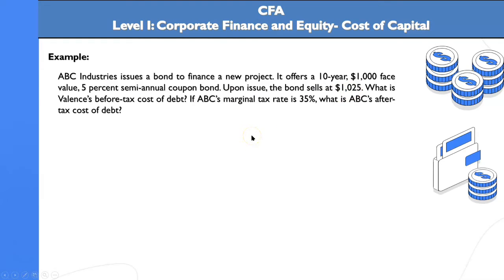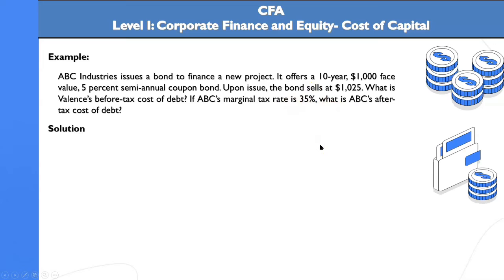So today's value is 1,025. If you go to the market and buy this bond, you have to pay 1,025. So this is the value today as per our equation. What is the company's before tax cost of debt? When he says before tax, that means ignore 1 minus T in this calculation, so that we don't complicate it.